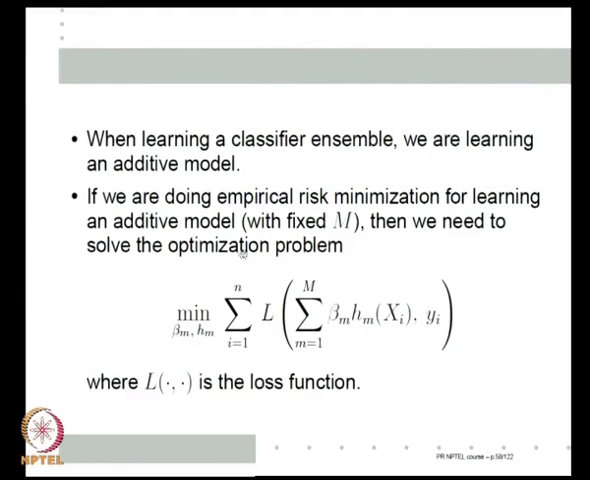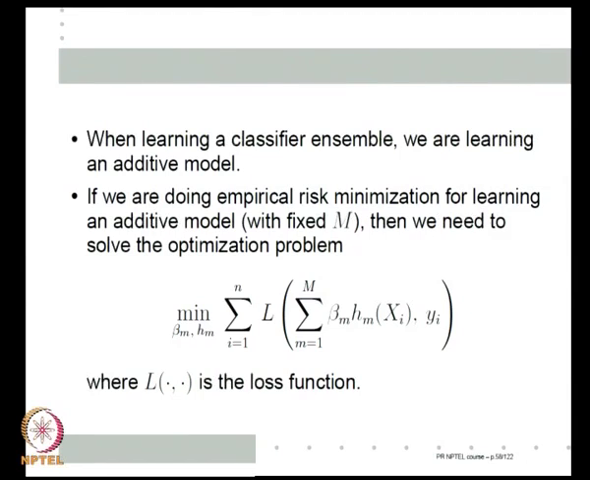That 1 by n does not really matter in the empirical risk, so drop that 1 by n. So, summation i equal to 1 to n of L of what is my model? Summation m equal to 1 to M of beta_m h_m(x_i), comma y_i. If L is the loss function, then this is the loss on (x_i, y_i), because the first term here is the value of the model specified by beta_m and h_m on x_i, and this is y_i. If I sum over i equal to 1 to n, that is my empirical loss. So, if I want to do empirical risk minimization, I have to minimize this expression over beta_m and h_m.